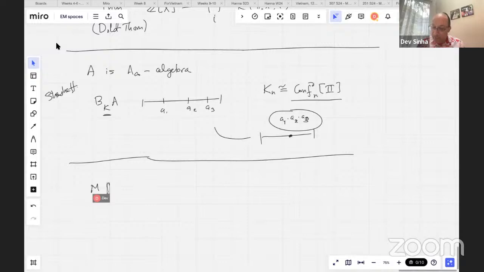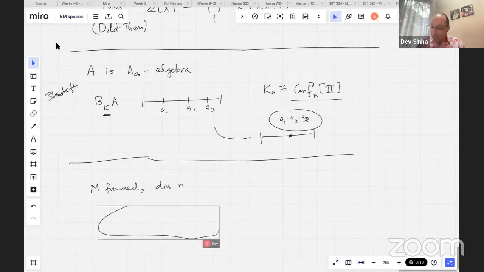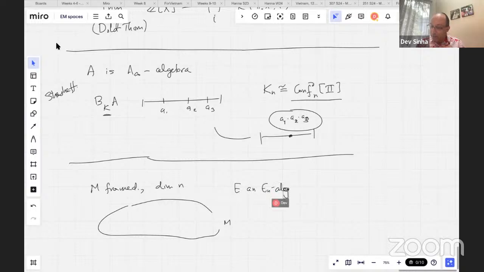Suppose M is framed, and say it's n-dimensional, and here's my M, and I'm going to take an E_n algebra. So E_n algebra. It's okay if you don't know what that is. This is a sort of almost throwaway comment at the end, or perspective for those who know more. And I'm going to label points in M by the E_n algebra.